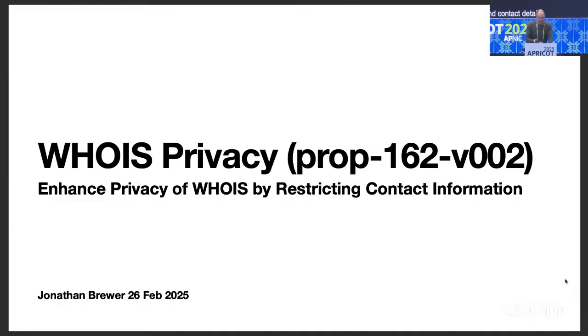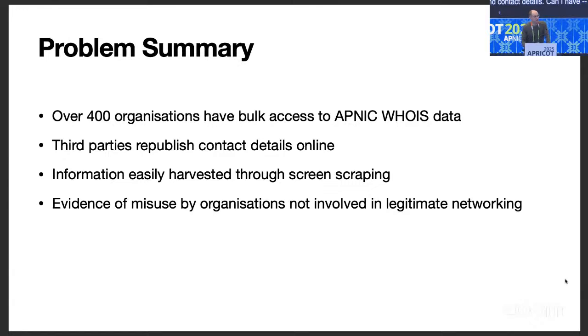All right. This started with me being interested in the misuse of APNIC WHOIS data, the misuse by people selling things, the misuse by people lobbying for change, trying to elect people to APNIC EC. The data has been misused. There is no question about that, because some of us have data that is unique to APNIC WHOIS, and that data exists in multiple places on the web and in people's databases now, inappropriately. So over 400 organizations have bulk access to APNIC WHOIS data. There are third parties who republish these contact details online. This information is easily harvested through screen scraping. And yes, there is lots of evidence of misuse of the data by organizations, not for legitimate networking.